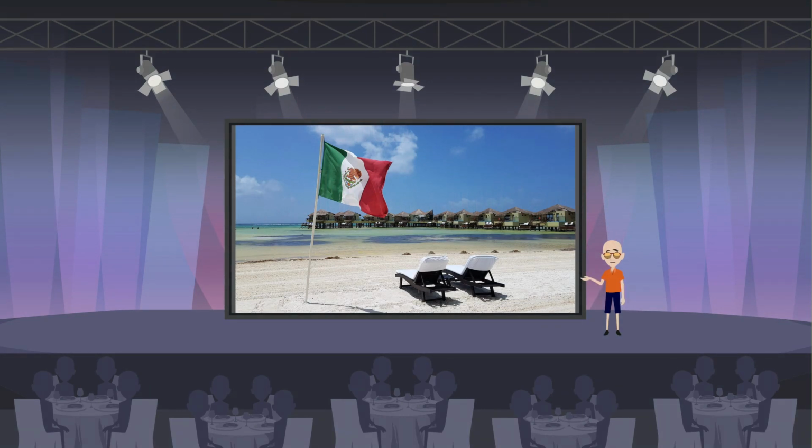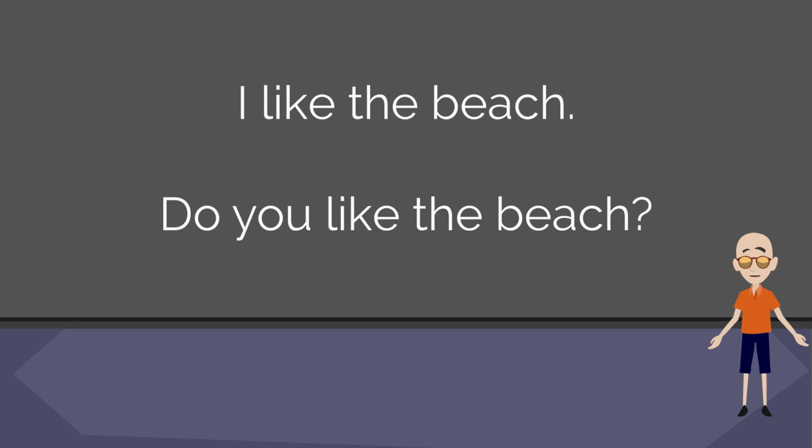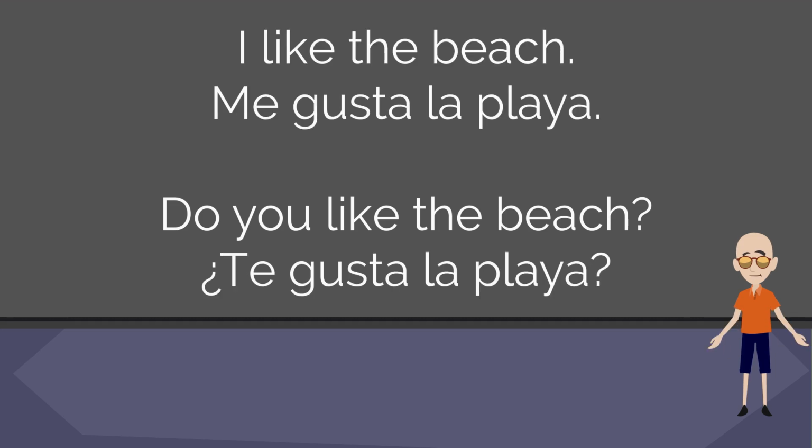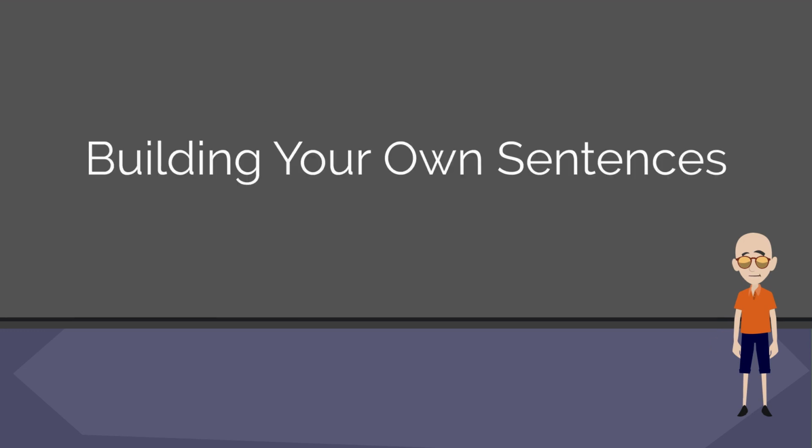Today we're going to continue to talk about how to translate the English verb to like into Spanish. In the last lesson, you should have learned how to translate sentences like the two on the board. I like the beach. Do you like the beach? Me gusta la playa. ¿Te gusta la playa? Now, if you had trouble with either one of those sentences, you really need to go back and watch Lesson 27 again before moving on with this one.